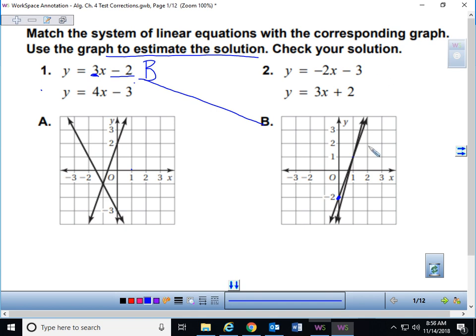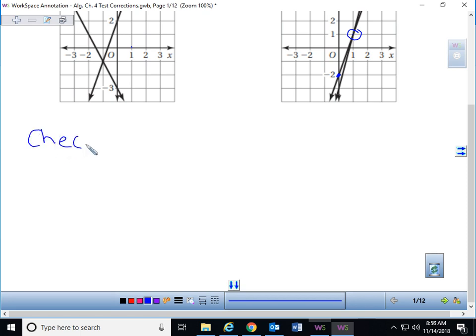And it says estimate the solution. That means where do they intersect? Well, for graph B, they're intersecting right here. This coordinate point is 1, 1. If I wanted to check my answer, I would just plug it in. So let me go down here and say check. I'm just going to plug in this point 1, 1 to the two equations.